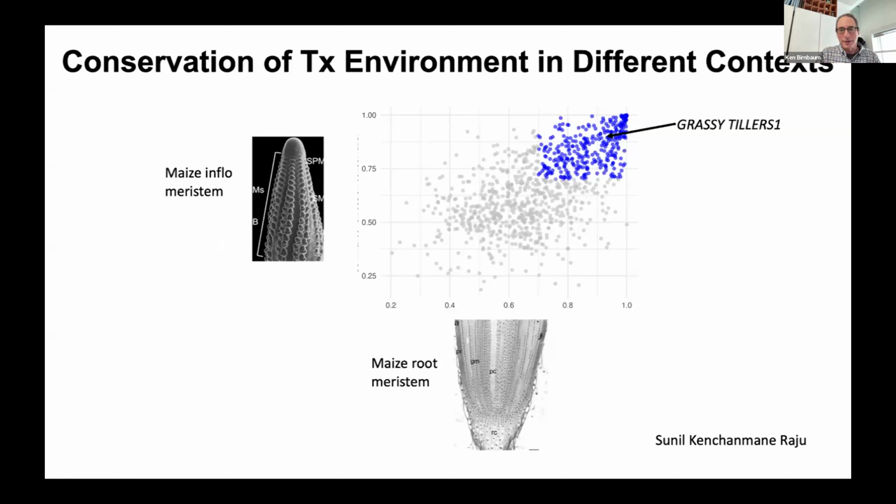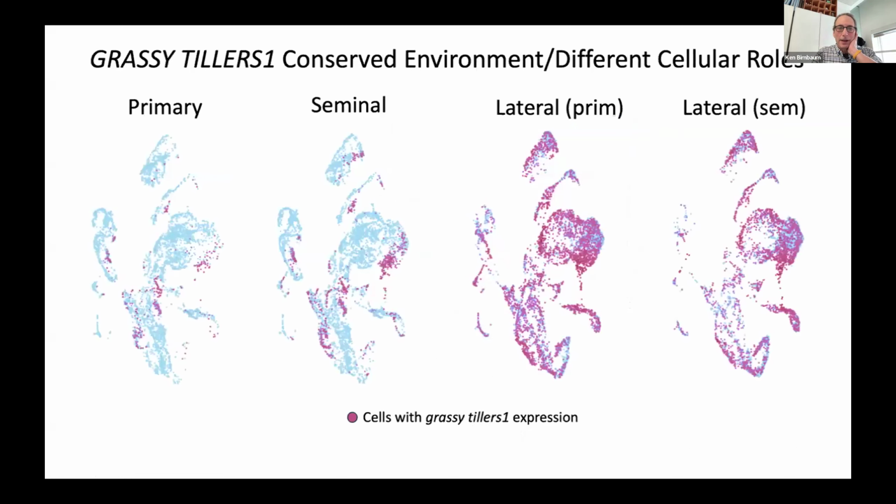Okay, one of the things that comes out here is Grassy Tillers, a well-known domestication gene. Interestingly, we see differences between the seminal and the primary root and the lateral.